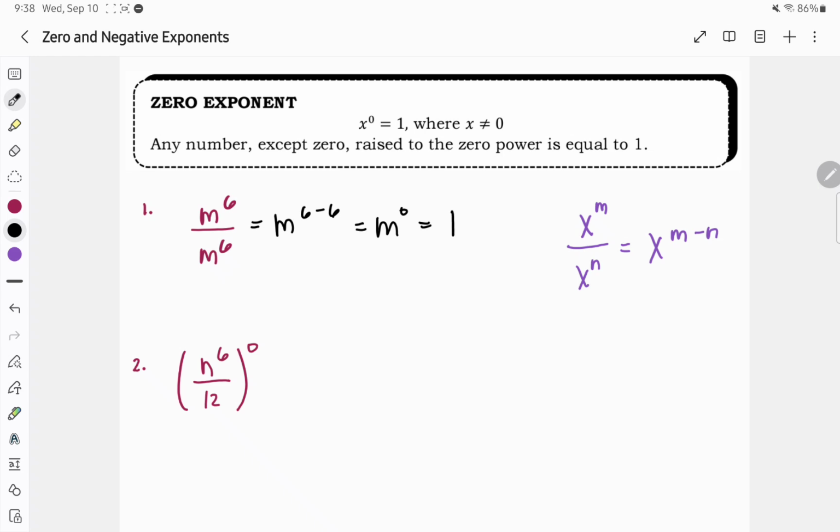Let's have another example. Let's say you have n raised to 6 over 12, all raised to 0. Now, based on the power of an exponent rule, what will happen is you will have n raised to 6 raised to 0 all over 12 raised to 0. And ang sabi natin, any number raised to 0 is 1. So, the answer is still 1. Kahit nga dito na lang diretso mo na, since itong buong expression na to ay naka-raise sa 0, then this is already 1.